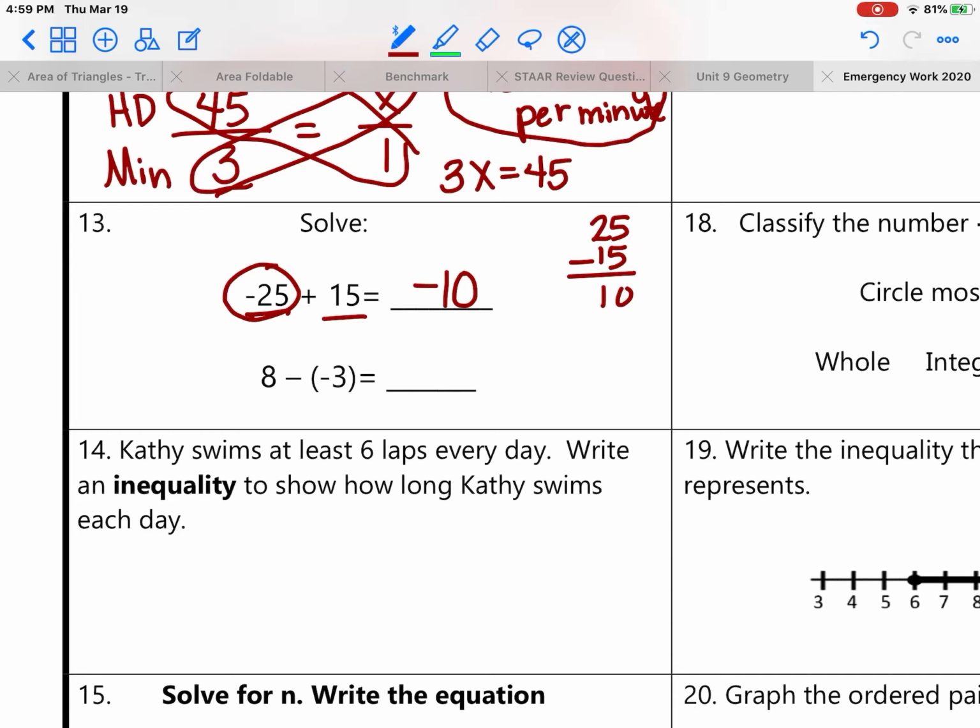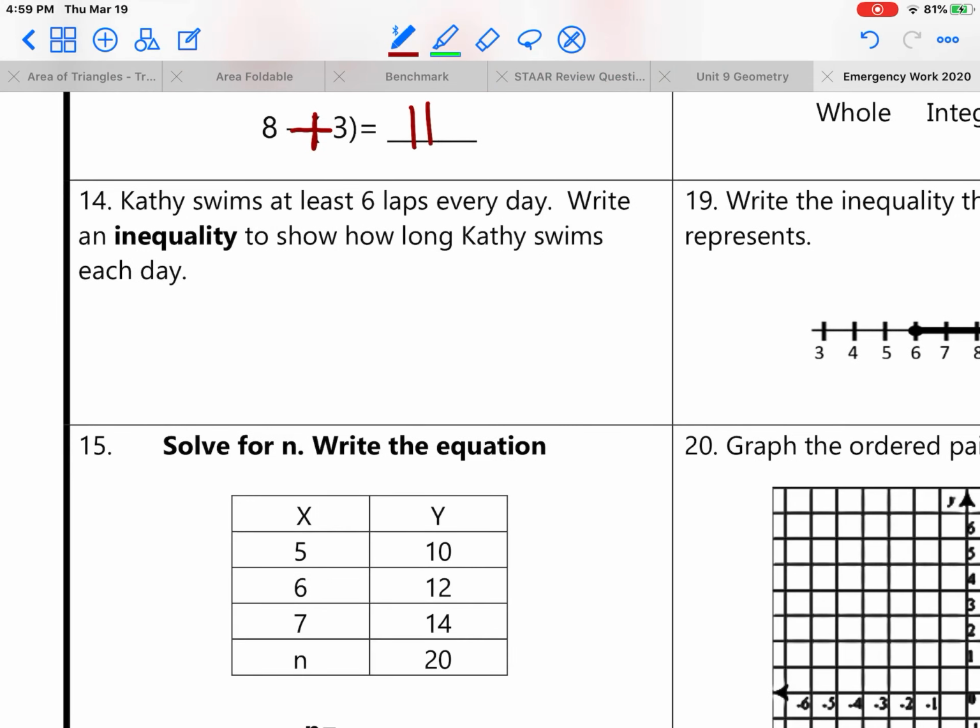Now, the next one's a little trickier, but if you think about it, two negatives make a positive. When I say I don't not like you, that means I like you. So when you have a double negative like that, all you have to do is add the two absolute values. And 8 plus 3 would be 11. So the answer there is 11.